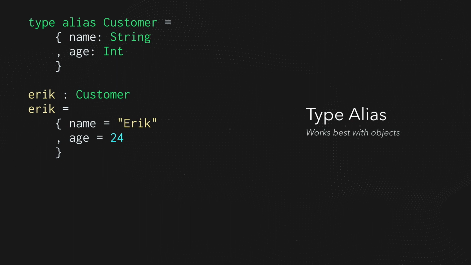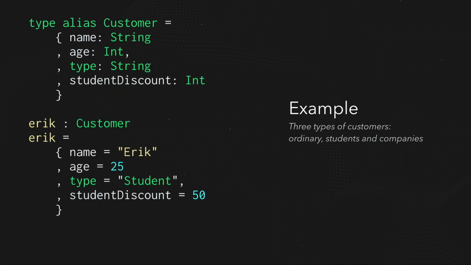So it's an alias. But the next way to create types is a lot more interesting. So here's an example. Let's say all customers have a type. In JavaScript, you would use just a string because you don't have an enum in JavaScript. So let's say I am a student customer.